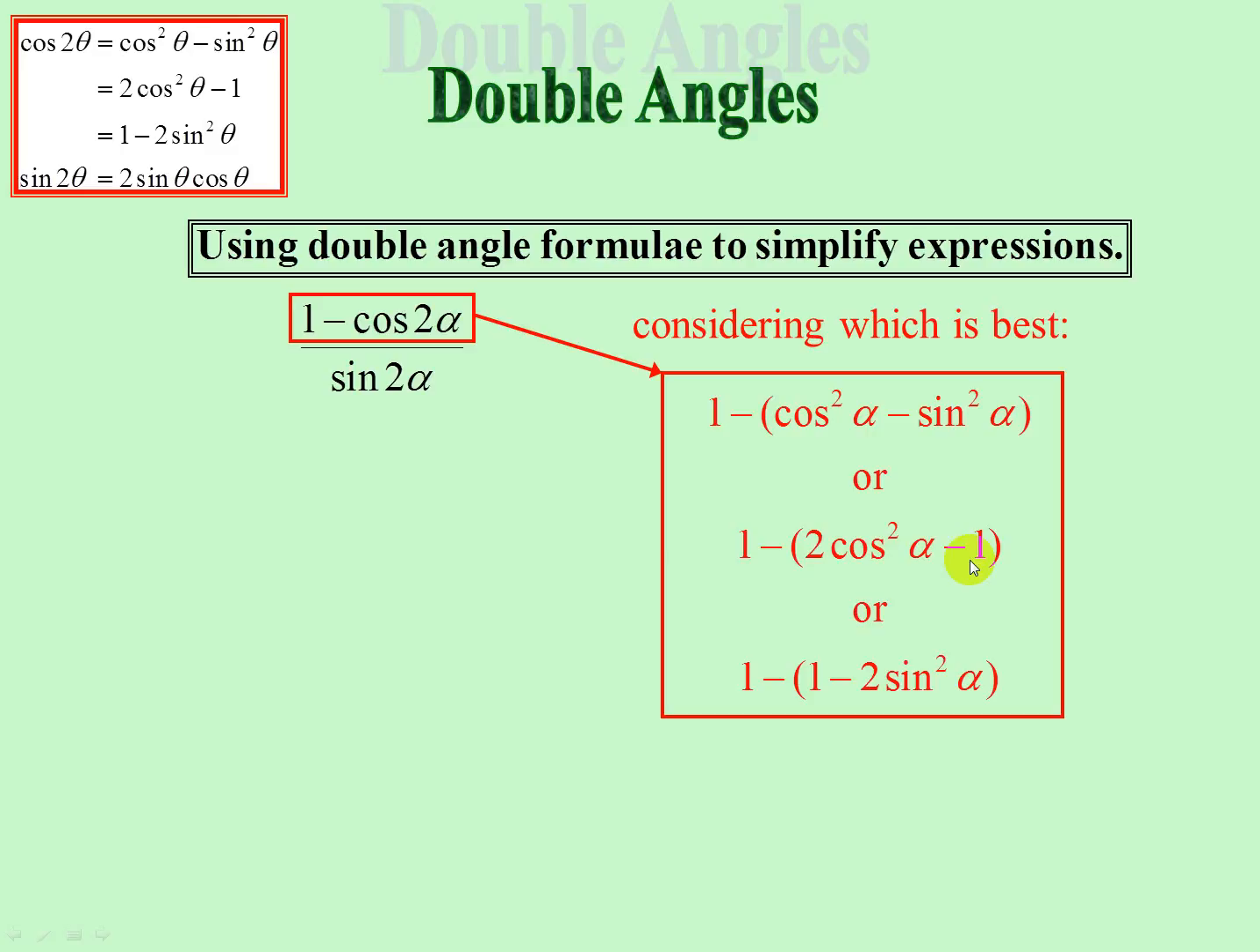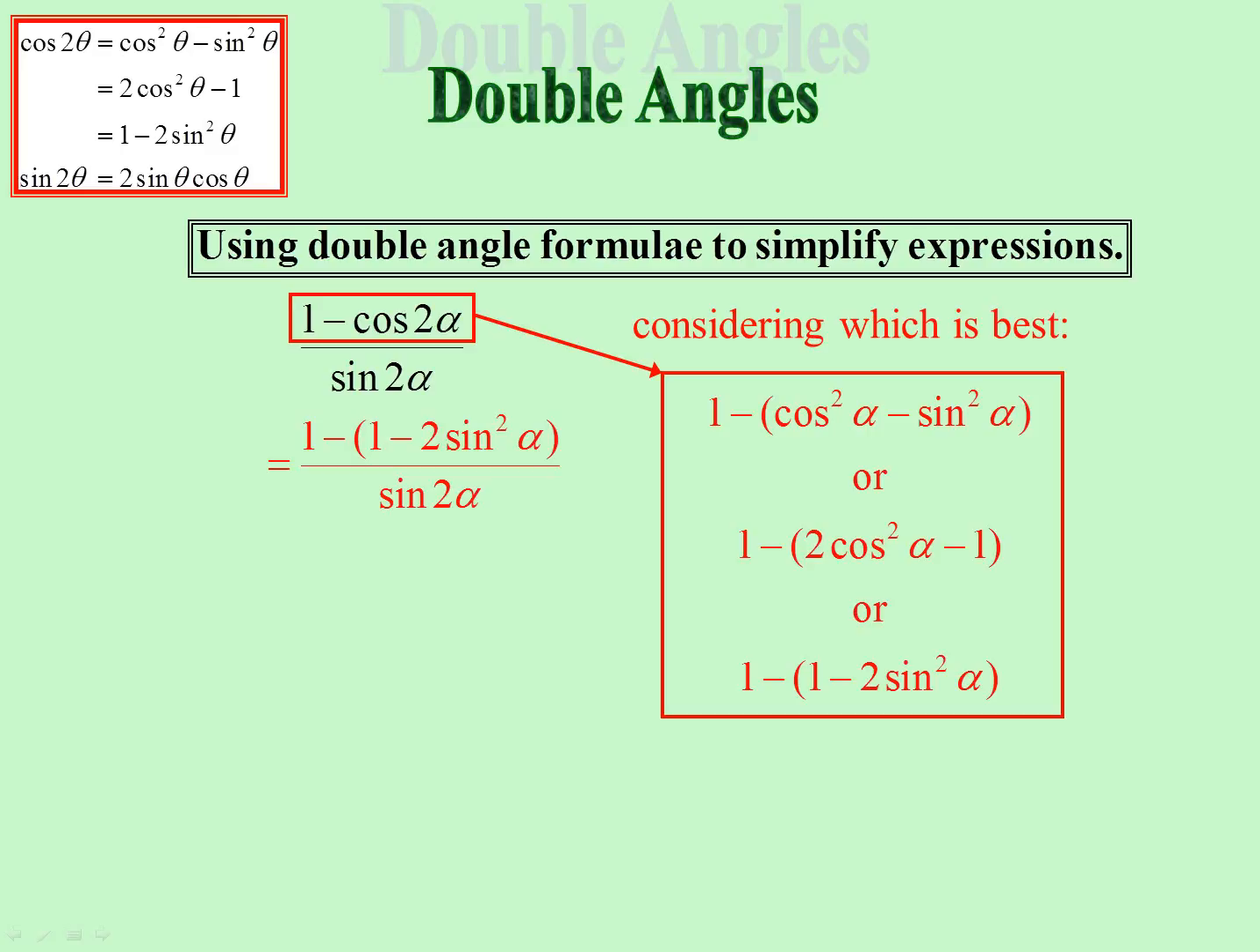1 minus 2 cos squared alpha minus 1 would give you 1 minus 2 cos squared plus 1, which will give you 2 minus 2 cos squared, which has potential, and you will get somewhere with it, but this is by far the most straightforward. Have a look here. 1 minus 1 is 0, and you're going to end up with just a plus 2 sine squared. So let's go for that one.